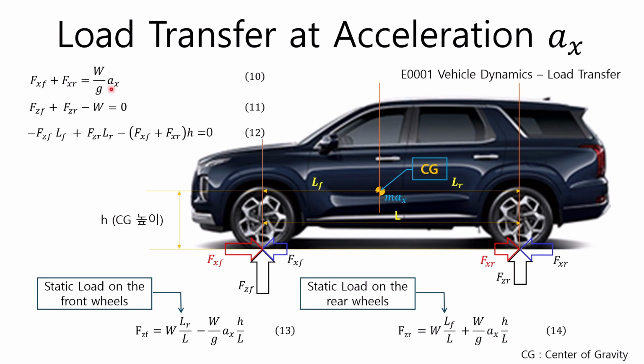During braking, the acceleration AX has a negative value, and consequently, FXF and FXR also have negative values. Thus, the direction of these forces is reversed, as indicated by the red arrow. If the acceleration and forces acting in the longitudinal direction are defined in this way, equations 10, 11, and 12 can be applied equally to acceleration and braking. The braking forces indicated by the red arrows, FXF and FXR, are negative.